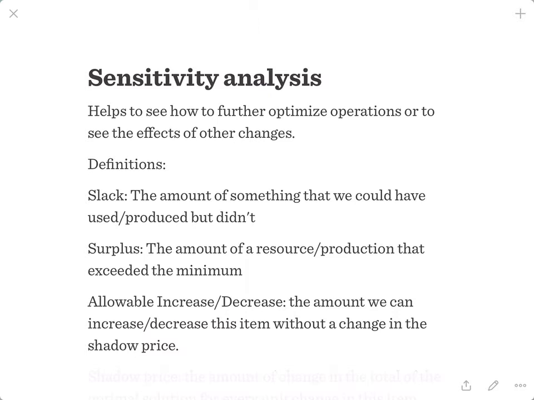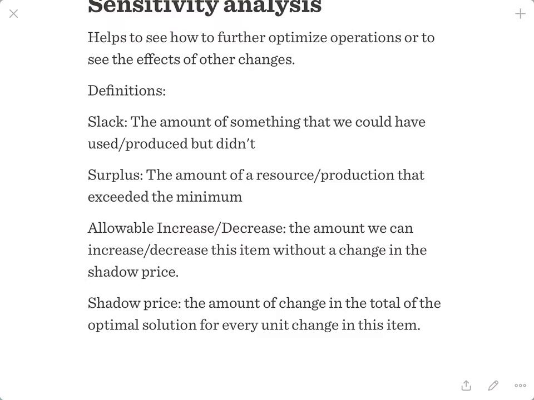There's slack, which is the amount of something that we could have used or produced but didn't. Surplus, which is the amount of a resource or production that exceeded the minimum. The allowable increase or decrease, which is the amount we can increase or decrease a certain item without a change in the shadow price. And then there's the shadow price, which is the amount of change in the total of the optimal solution for every unit change in this item. These are all numbers that show up on our reports that we get from Excel Solver.